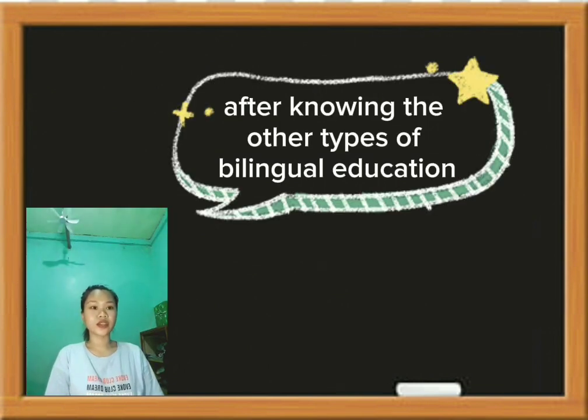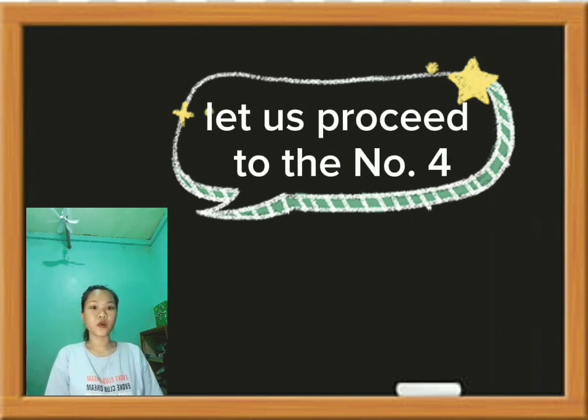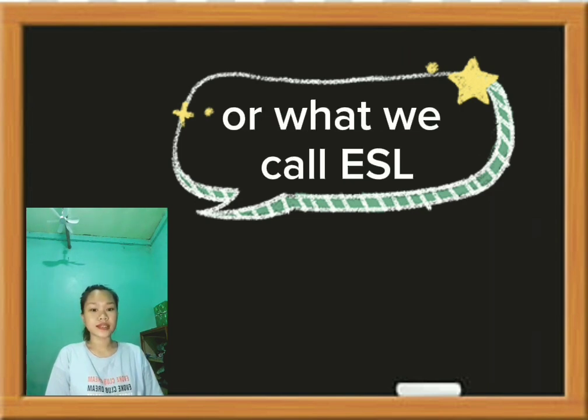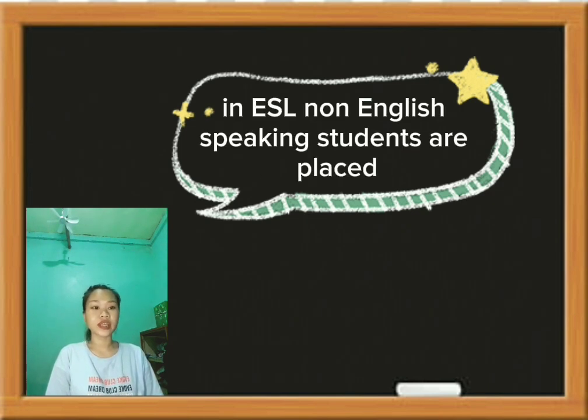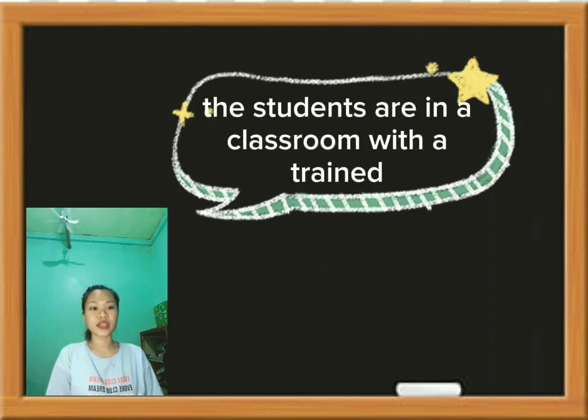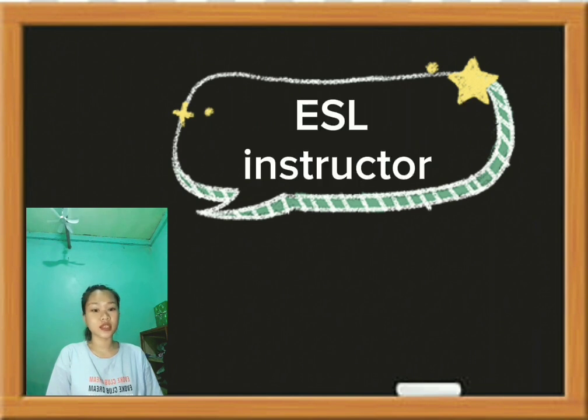After knowing the other types of bilingual education, let us proceed to number four, which is English as a second language, or what we call ESL. In ESL, non-English speaking students are placed in English speaking classrooms for part of the day. The other part of the day, the students are in a classroom with a trained ESL instructor.